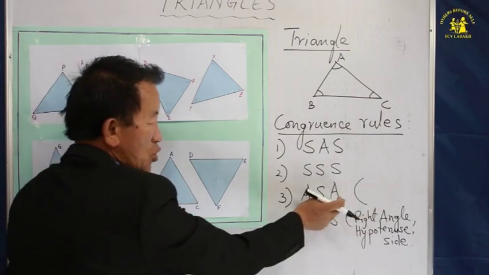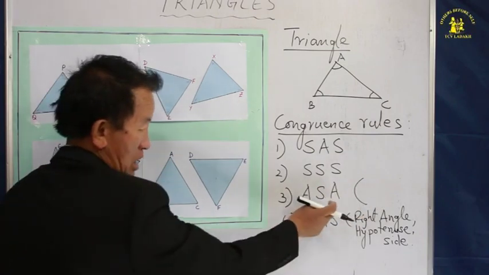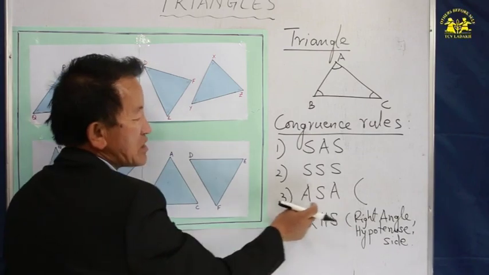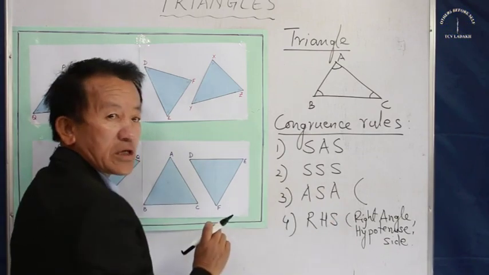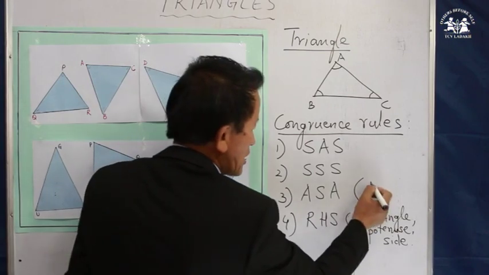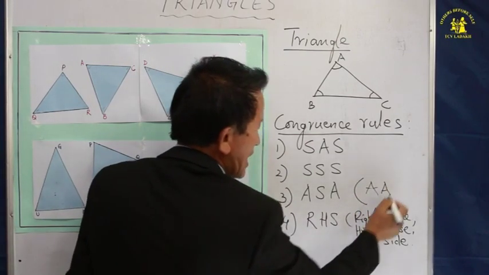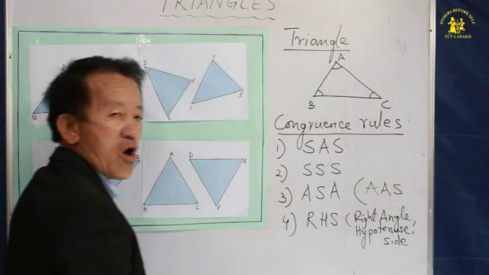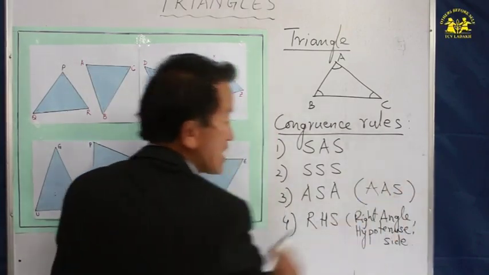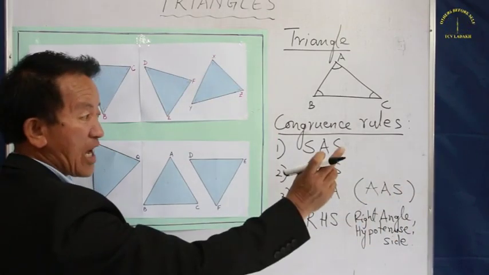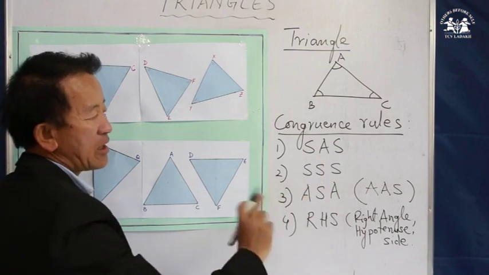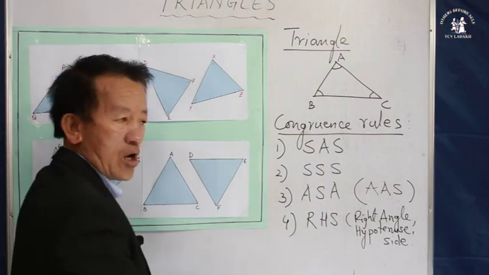Now, in this case the side may not be the included side. Any two angles and a side of a triangle are equal to the corresponding two angles and a side of the other triangle, then the two triangles are congruent.